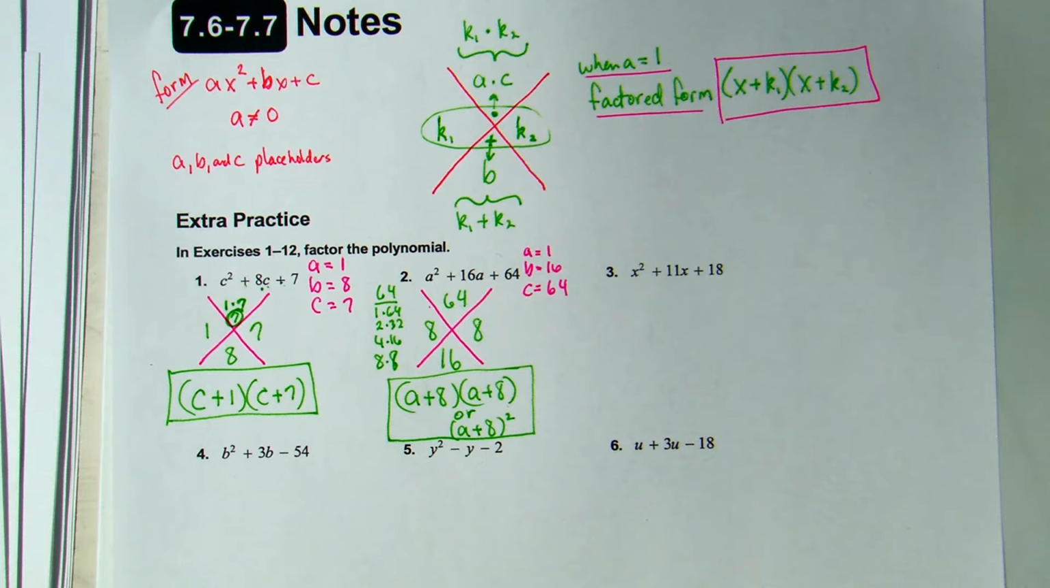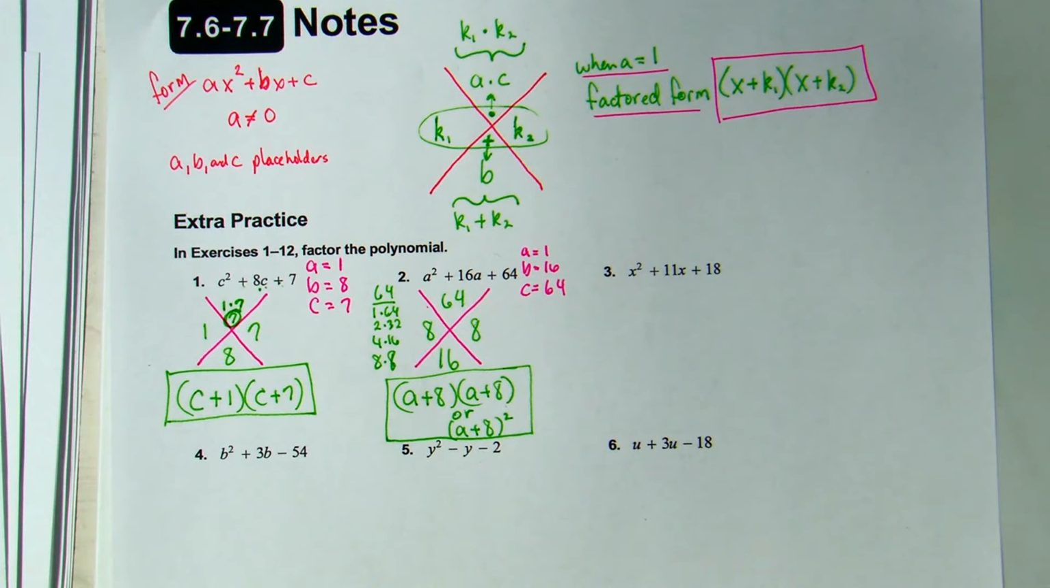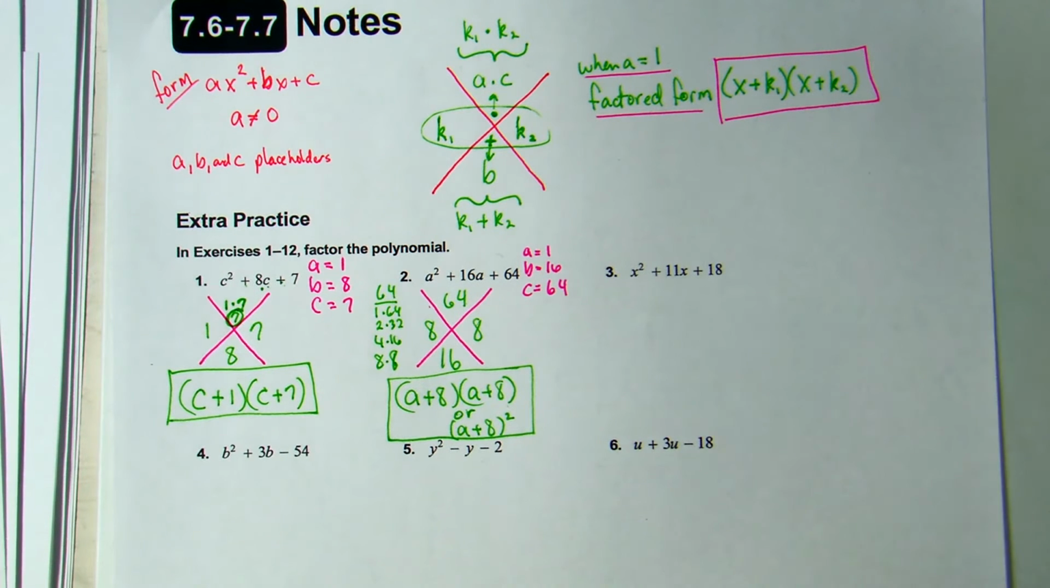Okay, not too bad so far. These are pretty easy. They get a little tricky when we get into some of the negatives, but not bad. And then a little tricky when we get into some of these polynomials where the a term is not a 1. But again, it's still pretty simple because it's a systematic process, and you just work your way through it and you're good. All right, on to number 3.